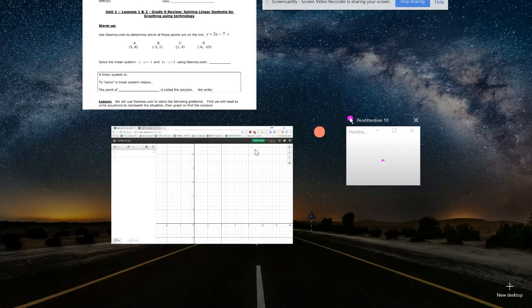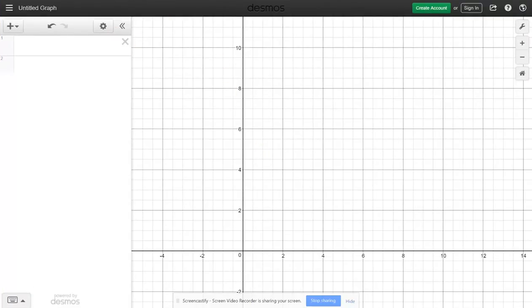So I'm going to show you this website. It's www.desmos.com/calculator, and you can use this at home as well. It's a free graphing tool that will allow you to see any kind of graph of any equation that you type in. It's very easy and intuitive. You just simply look at the interface on the left side.